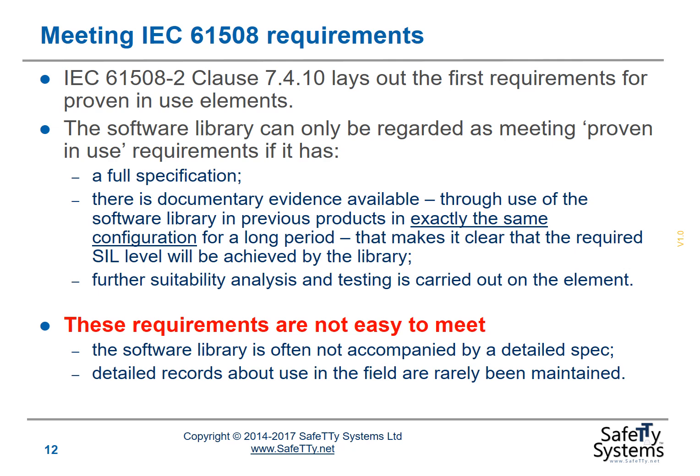IEC 61508 Part 2, Clause 7.4.10 lays out the first requirements for proven in use. The software library can only be regarded as meeting proven in use requirements if it has a full specification, if there's documentary evidence available through the use of the software library in previous products in exactly the same configuration for a long period, that makes it clear that the required SIL level will be achieved by the library, and if further suitability analysis and testing is carried out on the element. These requirements are not easy to meet.